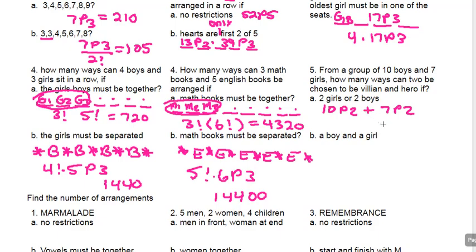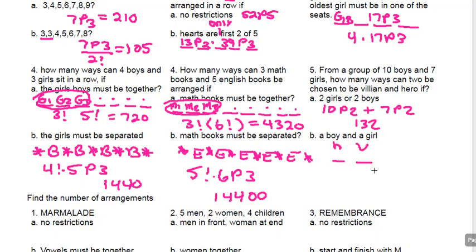So I'm going to take these 2 numbers and I'm going to add them together. And when I do that, I get 132. Now, it's different if what I want is to get a boy and a girl. So here, let's say that the hero is first and the villain is second.